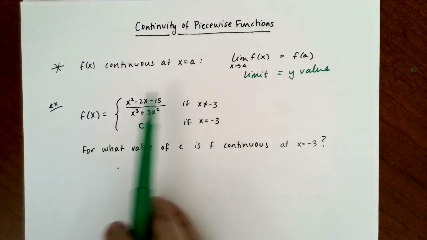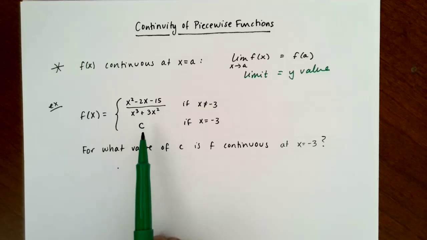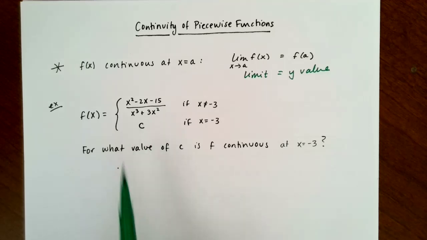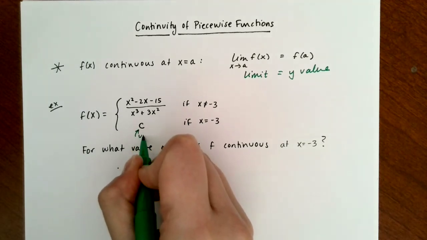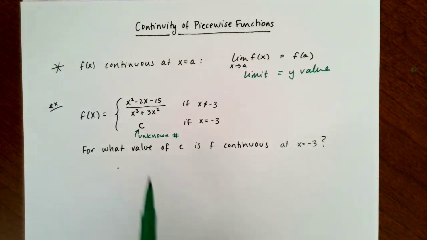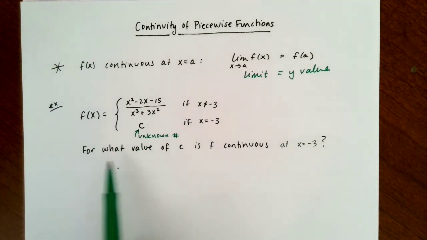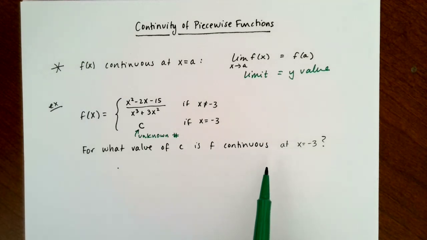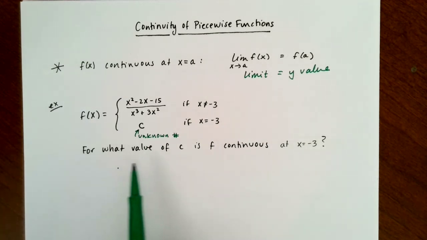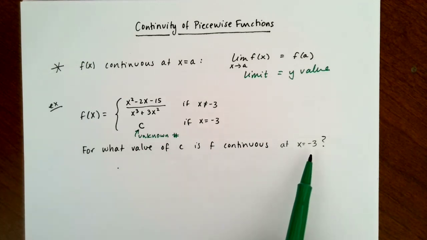So f of x is this piecewise defined function. And you can see there's one kind of mystery piece of this definition, which is the letter C right here. So this is kind of the unknown fixed number. Unknown number, right? So it's not like the input variable of the function or anything, that's x. This is just kind of like what the question is going to ask about. So the question we're being asked here is for what value of that C is f continuous at -3?